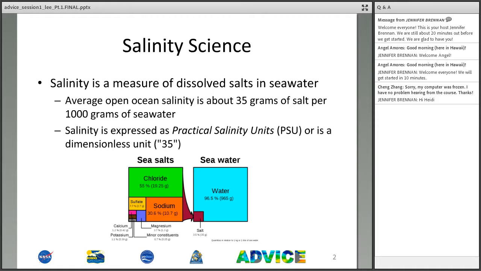Now in the lower graph, it shows the composition of salts in seawater, and most of the salts in seawater is sodium chloride. And the composition of the salts in the seawater is more important for chemical oceanography, but not so much for physical oceanography. So I will not go into the detail of that.